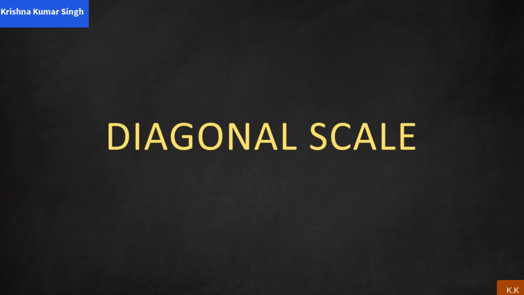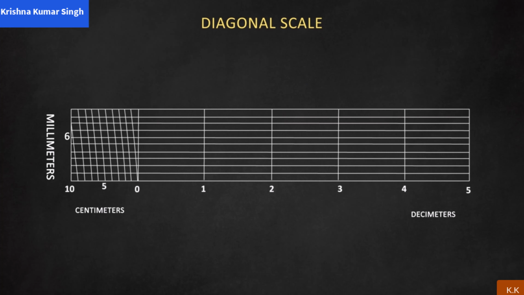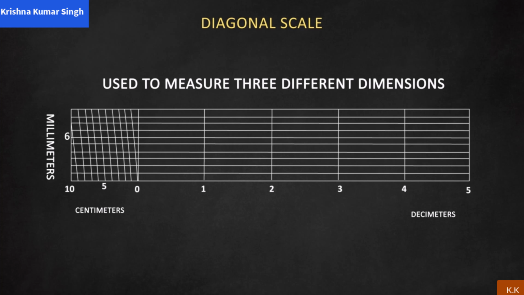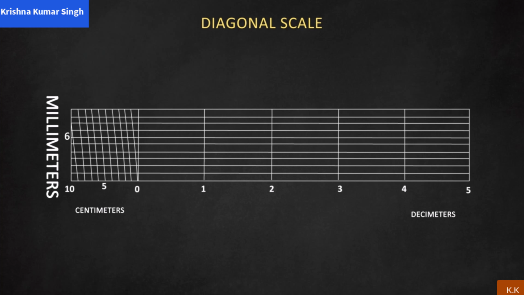Diagonal scale. Let's learn about the diagonal scale in this video. Diagonal scale is a type of scale which is used to measure three different dimensions at the same time. That is the main unit and its immediate two subdivisions. For example, if we take a decimeter as the main unit, its immediate two subdivisions are centimeter and millimeter.